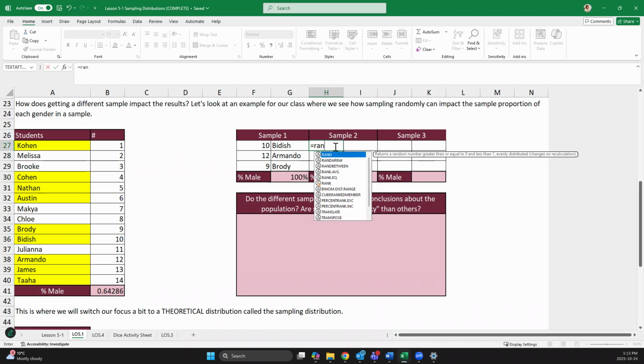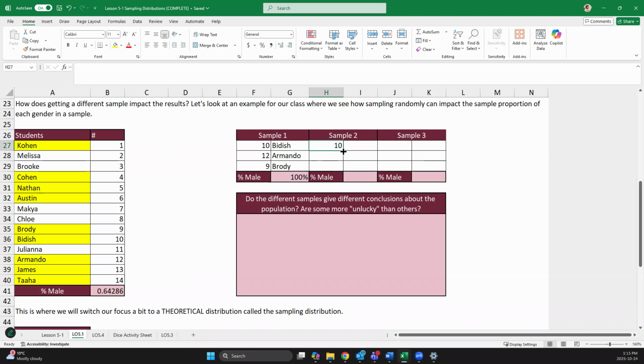Now let's do another sample. Again, I'm going to use the RANDBETWEEN function, where my lowest number is 1 and my highest is 14 for the 14 students in the class. I fill this in and it will change whenever I click. So if you don't want it to keep changing, again, copy and then paste the values. So in this sample, Chloe was the first student, Brody was the second, and student number 13 was James. In this group, Brody and James are male, so I get 2/3 male, or about 67%.